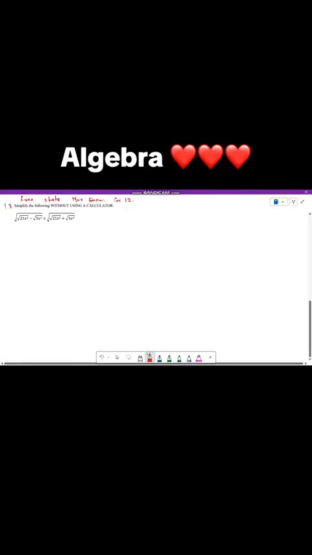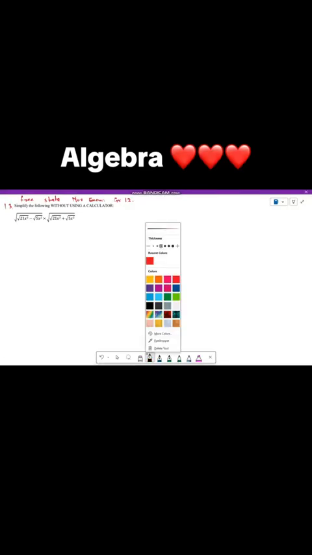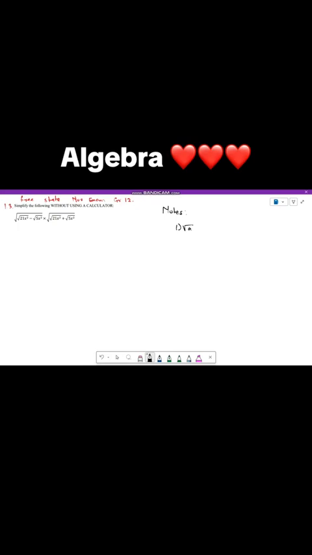Alright, so let's look into this one. I'll just put a few notes here. Number one is this property of radicals, to say that you can multiply the inner quantities.